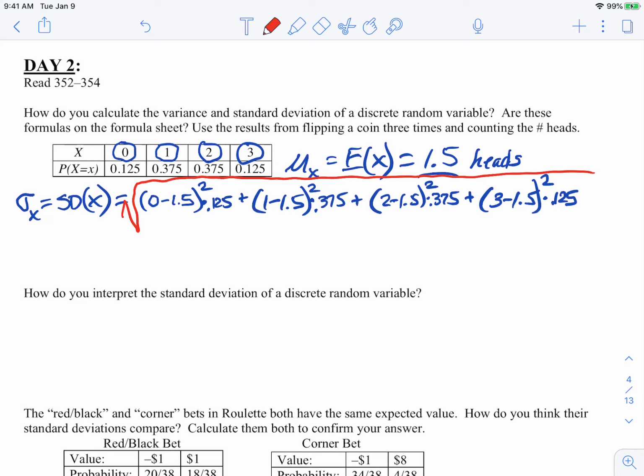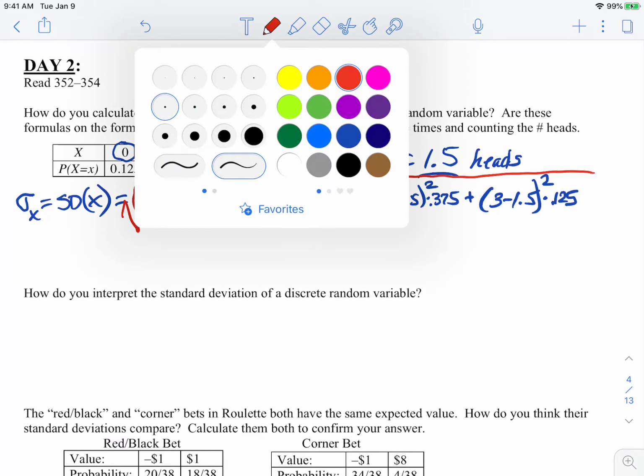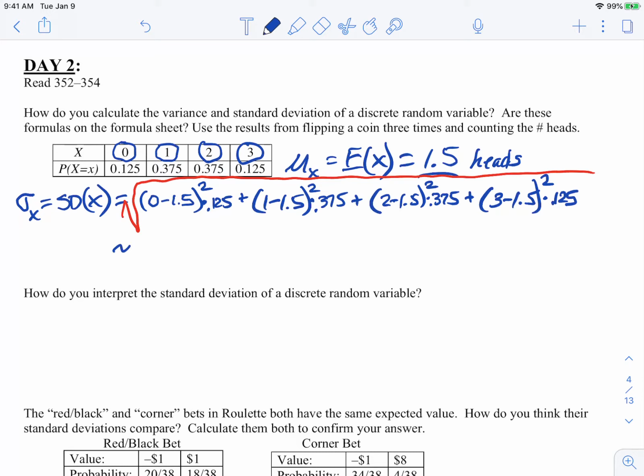I think we did this on the calculator in the last lesson, and we got an answer of approximately 0.8660. That was the standard deviation number that came up on our graphing calculators when we did the shortcut method. But this is the work behind that shortcut method. It's still the sum of differences squared. The nuance is we're now multiplying each of those terms by the probabilities before we add them up and take the square root. And that gets us back to the standard deviation.